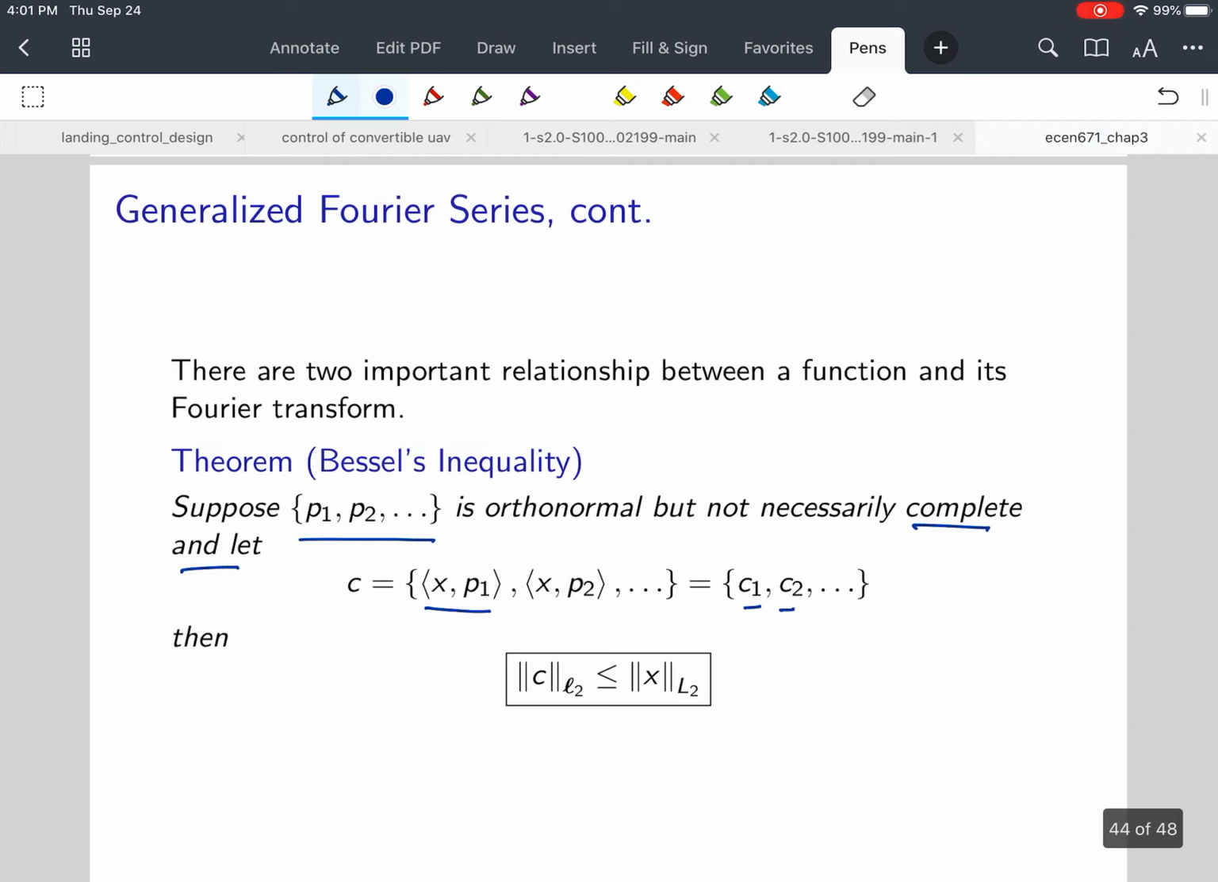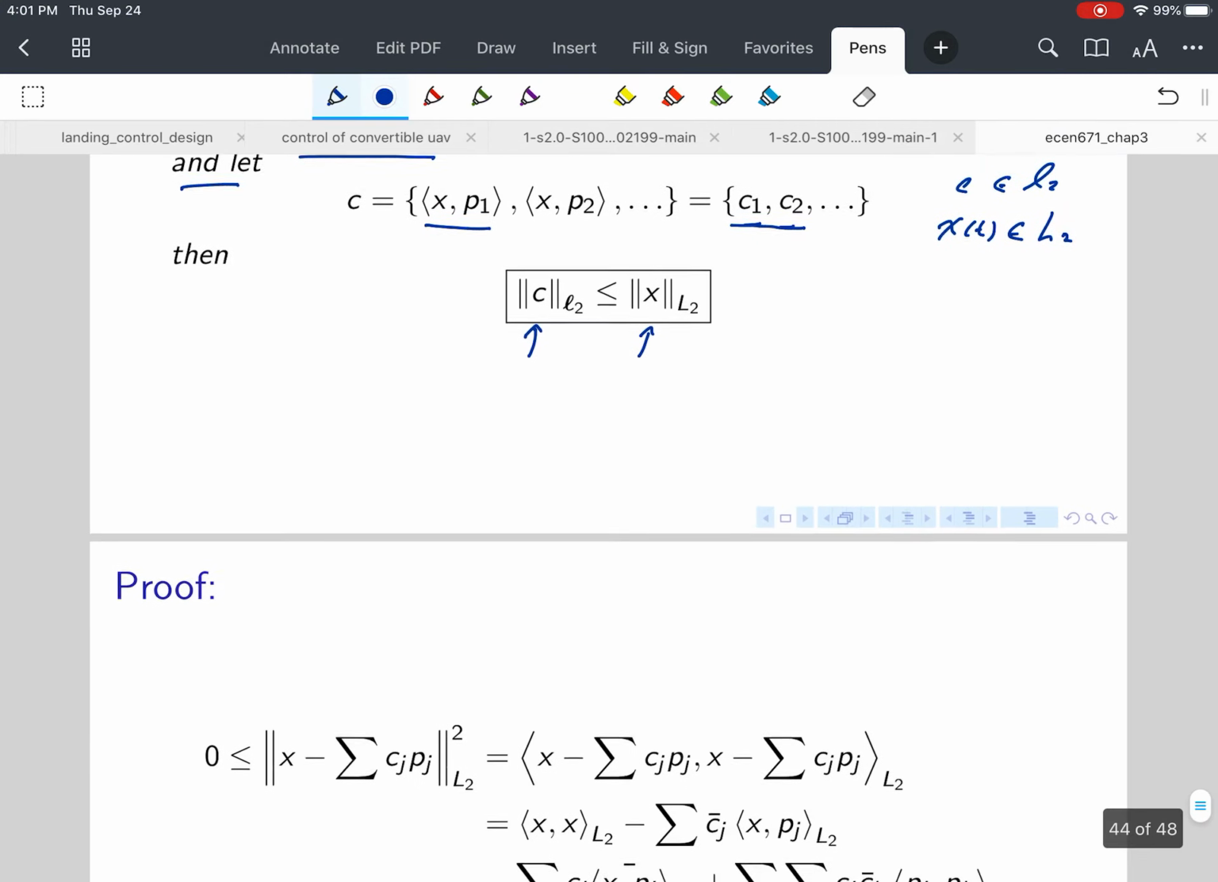Now, if we look at the Fourier transform, in other words, we take x and take the inner product with each of these pi's, and we look at this sequence c1, c2, up to infinity. So x of t is an element of L2, but this set of coefficients c is going to be an element of little l2. It turns out that the l2 norm of the c's is always going to be less than or equal to the big L2 norm of x of t. This is known as Bessel's inequality.